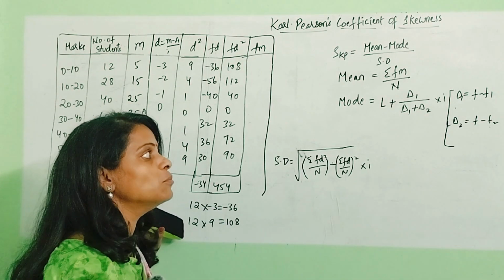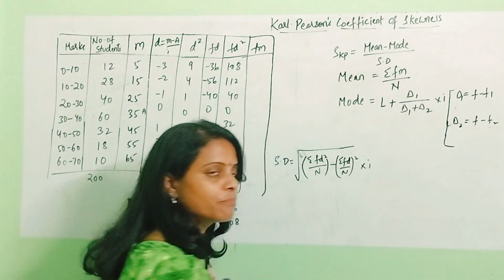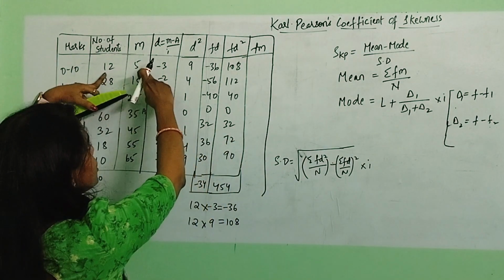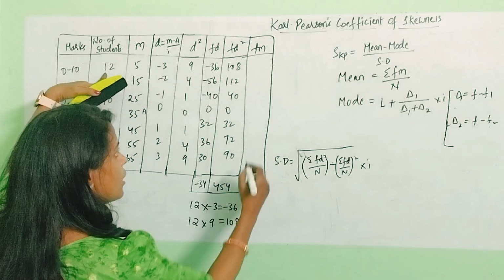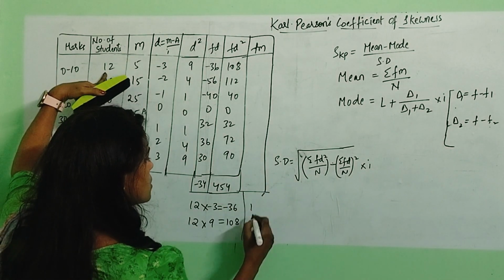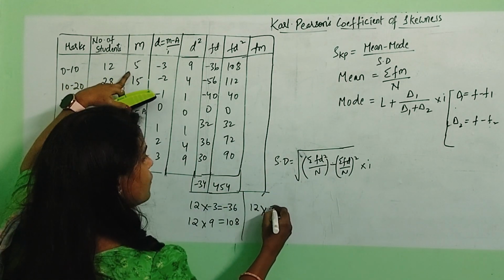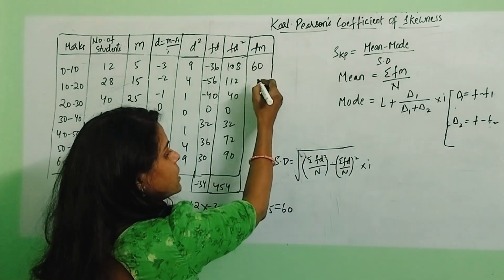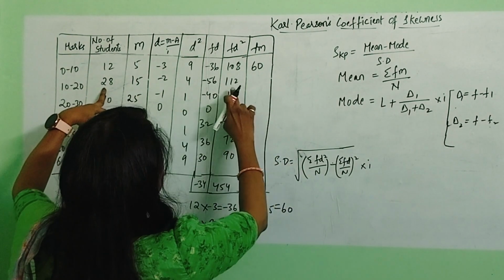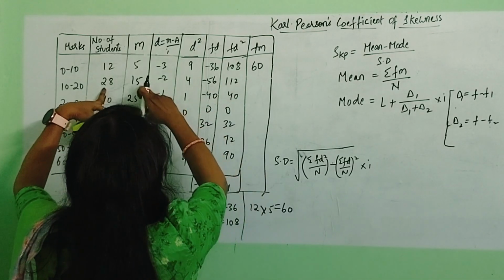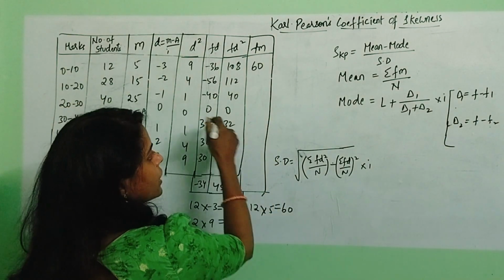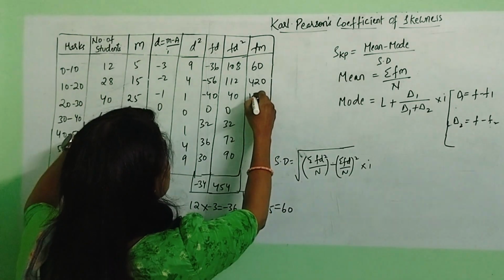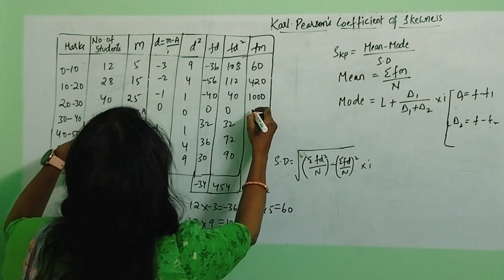Okay. Then one more thing we have to calculate, that is fm. Okay. So fm is frequency multiplied with your mid value. I'll do one for you. Which one? That is 12 into 5. That is 60. Okay. Next, 28 into m value 15. So 28 into 15, that is 420. Next one is 1000. Okay.